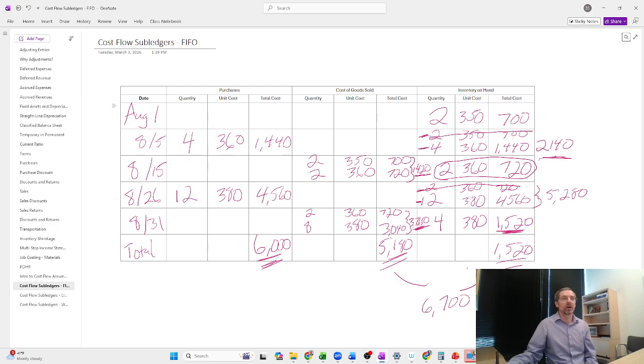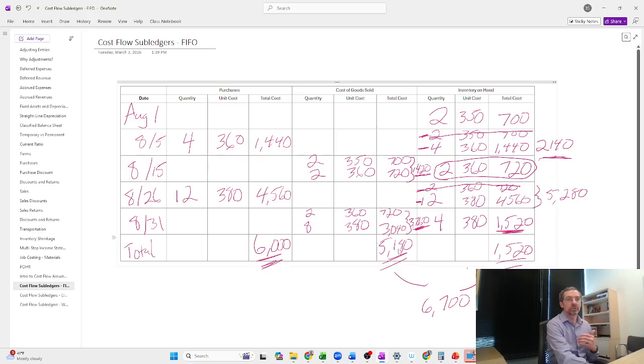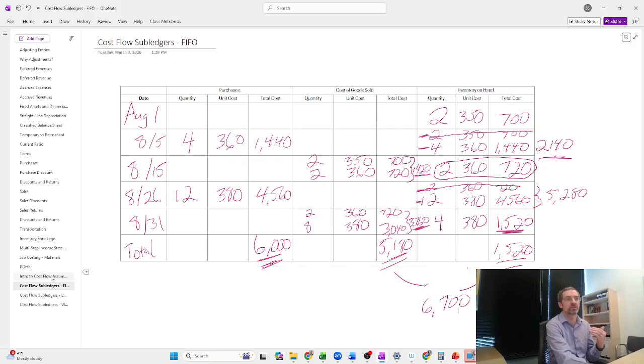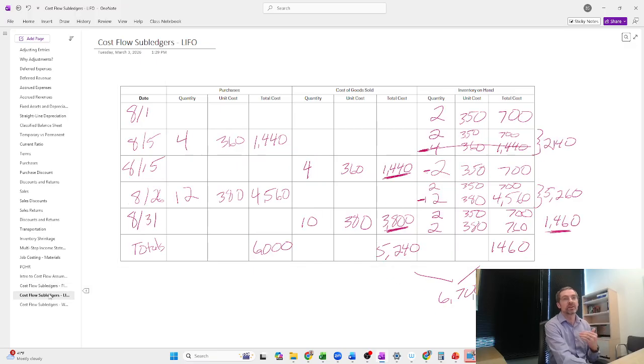All right, so also another thing to point out here, we said in another video that FIFO gives us the lowest cost of goods sold and the highest net income. Does that hold true here? At least in times of rising prices, which this example it was. 5,180 for cost of goods sold under FIFO, 5,240 for cost of goods sold under LIFO. Indeed, it does hold true here because the prices were rising over time.